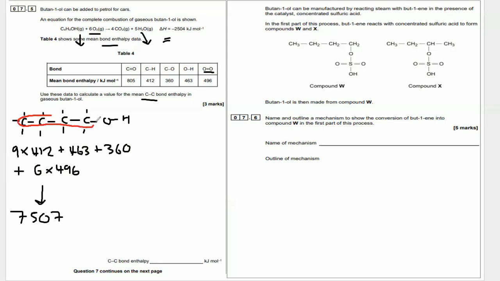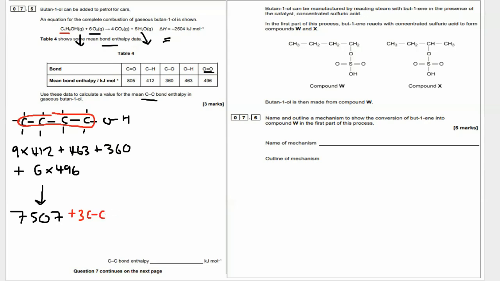This is why I had to draw it out. It wants us to find the enthalpy of one of these C-C bonds. How many C-C bonds are there? 3. If you just try and do it without drawing it out, you might see butanol and think 4 Cs. There's 4 carbons, but there's 3 C-C bonds. So we've got plus 3 C-C, which we don't know what that is.